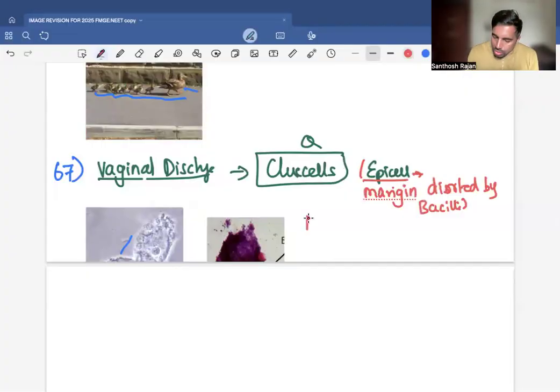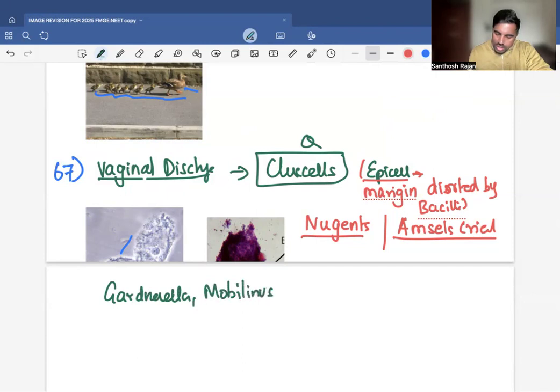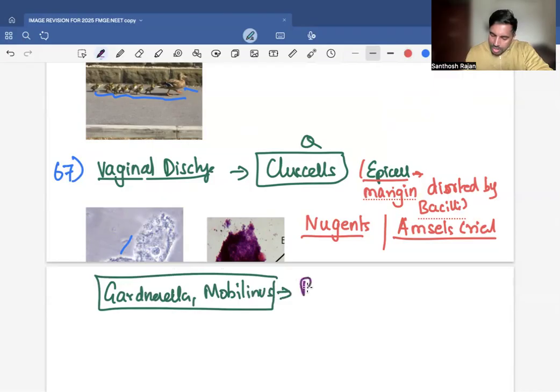So you put it in the two scores, Nugent score and the Amsel's criteria. We have two scores. Amsel's criteria is clinical, Nugent is a Gram stain criteria. We're not going into detail on all those things. The idea is, remember, clue cells are here, and in bacterial vaginosis, the causative agent, you know, is Gardnerella vaginalis, caused by Gardnerella and Mobiluncus. Mobiluncus. Okay, yes.